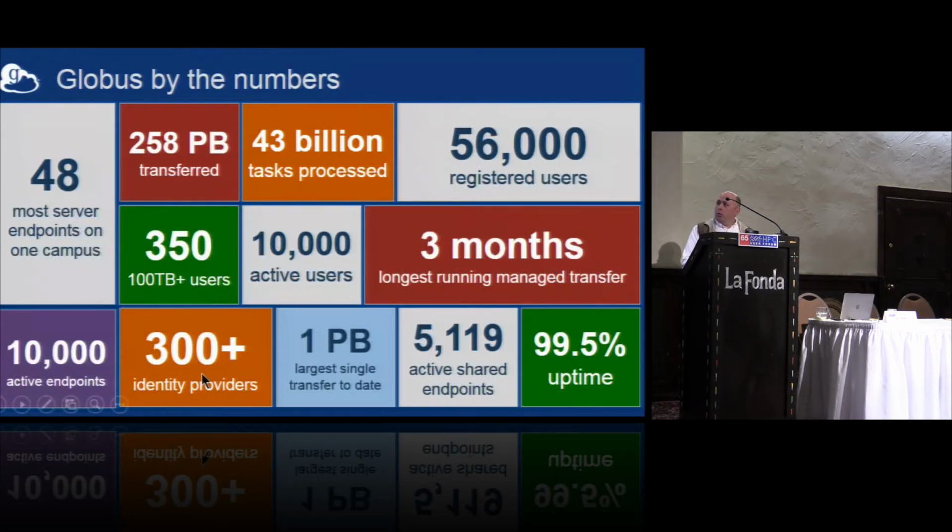This next number over here, 300 identity providers, is also important. I mentioned that you should be able to use your campus credentials. Right now, there are more than 300 campuses, most of them part of the InCommon Federation, that you can use to identify yourself to Globus without having to create any new account. I can, for example, log into Globus using my University of Chicago local credentials and not have to register with Globus at all.